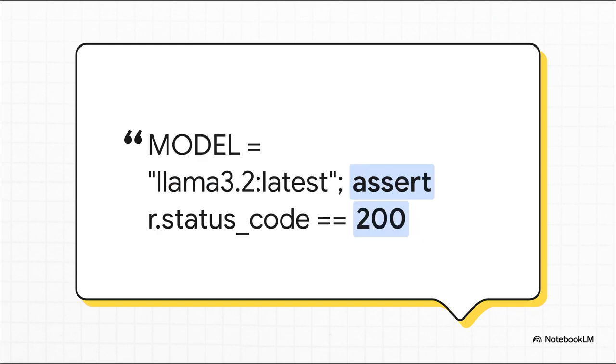Here, we're just telling our script which model to use. In this case, Llama 3.2. Then we run this really simple but absolutely critical health check. Think of that assert line as our safety net. It just pings the local server to make sure it's alive and well. If it's not, the script fails immediately, which is exactly what we want. It saves us from a whole bunch of confusing errors down the line.